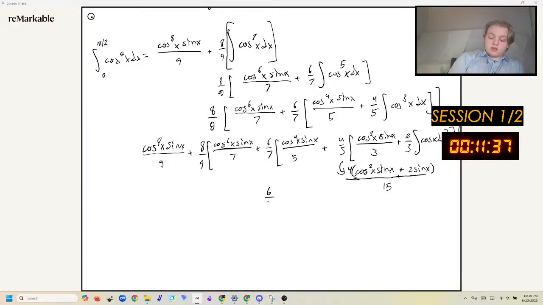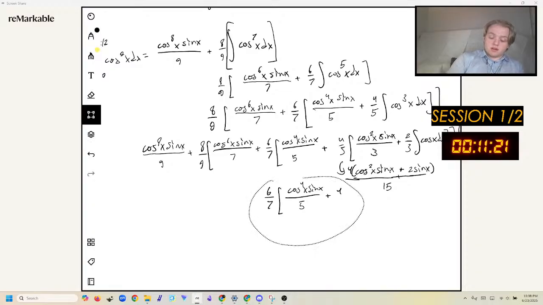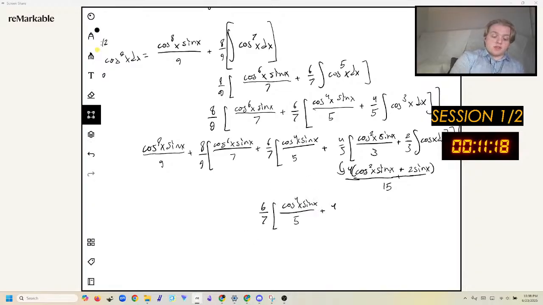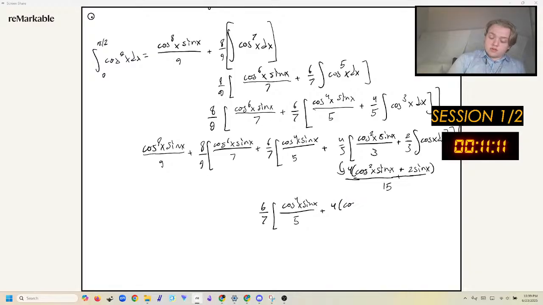So now we're evaluating 6 over 7 times cosine 4th x sine x over 5 plus 4 times cosine squared x sine x plus 2 sine x over 15. Let's move this down a little bit. I underestimated how much space I would need, as is typical with these kinds of gross large problems.